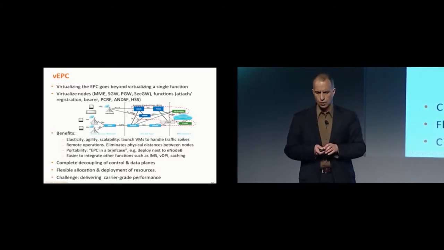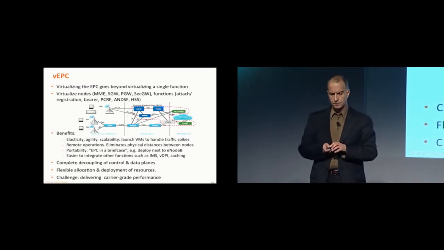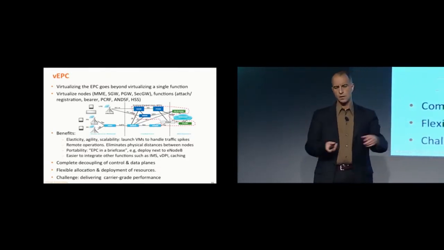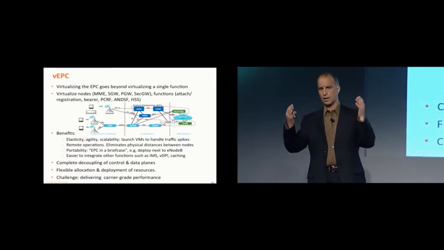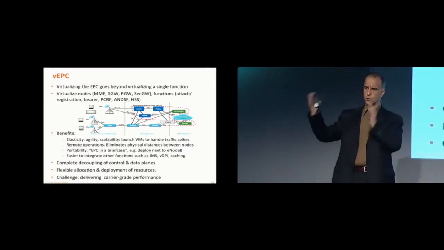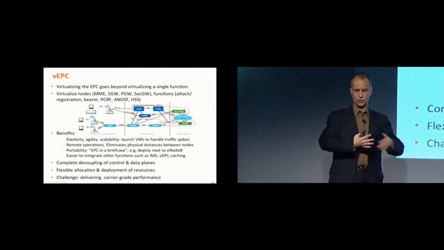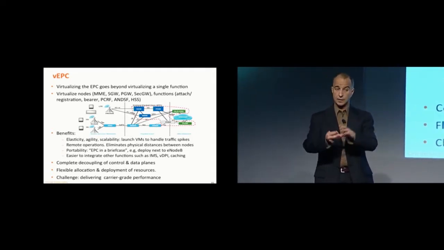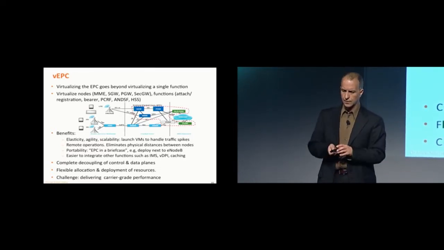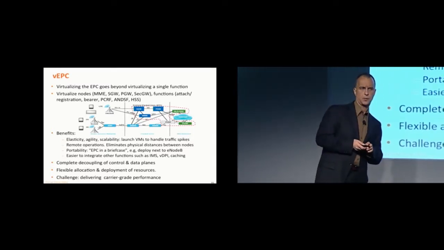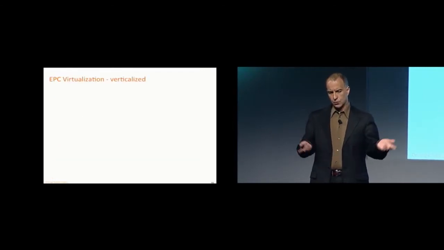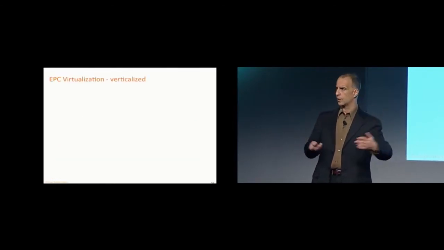The benefits, I don't need to go over these, are pretty clear: elasticity, agility, remote operations. You can run your EPC anywhere around the world. This is what I also call EPC in a briefcase. It's very portable, so you can move the software from one data center to another and run it from anywhere you want. You can deploy it next to your base station if you want. And it's easy to integrate other functions such as IMS, deep packet inspection, and caching. So what we've seen so far is two approaches when it comes to virtualizing the EPC.